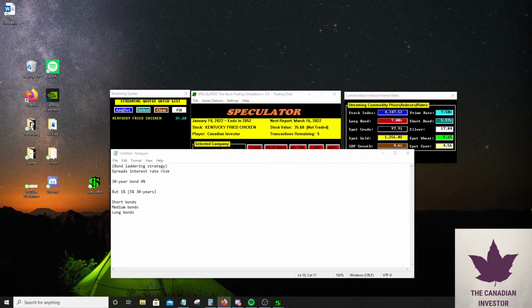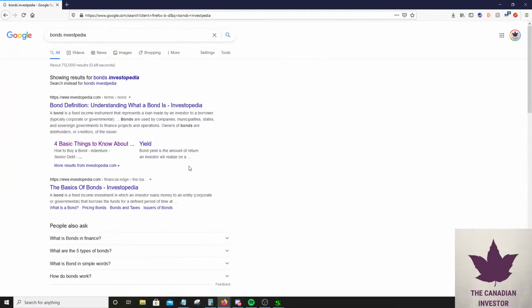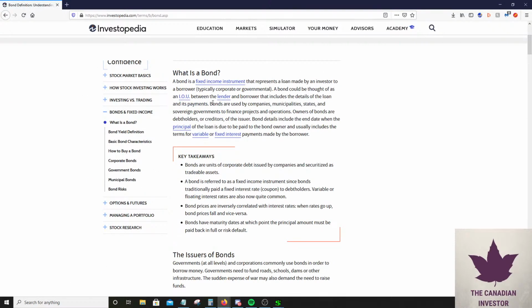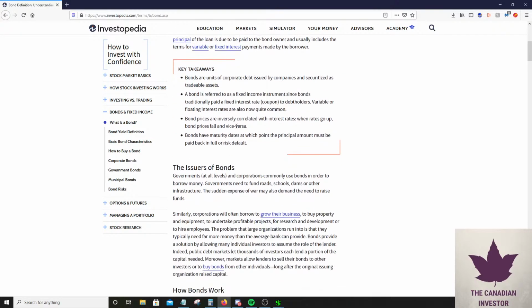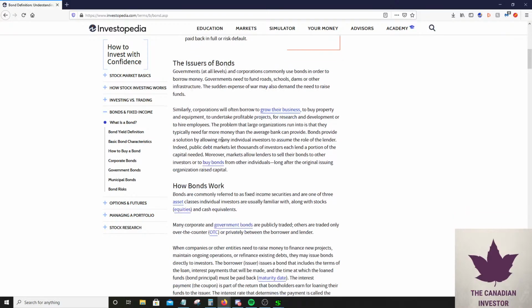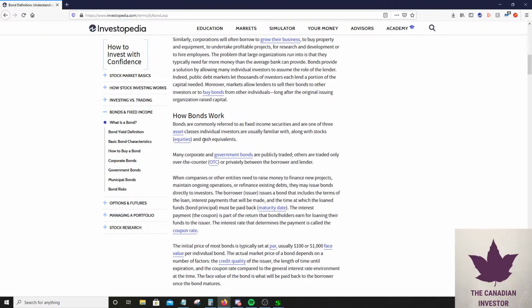So if I search Investopedia for bonds, because I'm not an expert at this, I'm still kind of a novice at bonds, but I understand the theory behind them. So it's basically an IOU, you're lending money out to a government or a corporation. That's basically what they're saying right here. You're receiving interest. Issuers of bonds are corporations or governments. Governments typically use it to buy infrastructure and stuff. Here's the bonds. They trade over the counter, so I'm going to have to buy them from someone else, like a corporation.